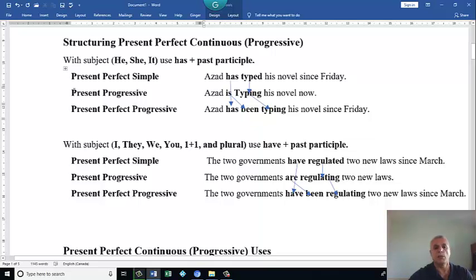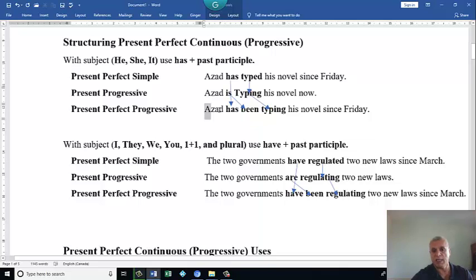Let's go to the present progressive or continuous. Sometimes we say Azad is typing his novel now, because I have the ing form, then I have now, then I know the action is happening right now. Let's see how to make those two sentences into one sentence. It means we have to combine present perfect and present progressive. We make both of them as one. We say present perfect progressive.